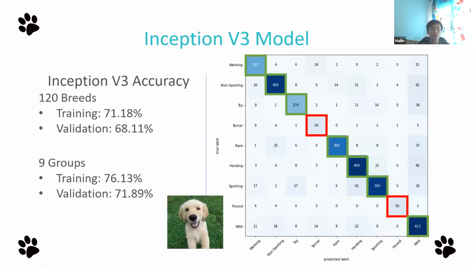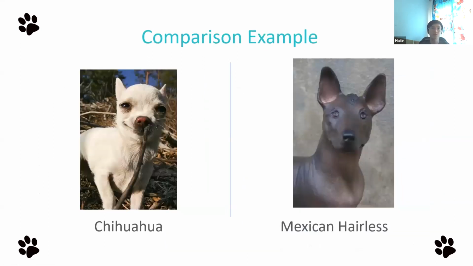After applying a transfer learning technique, we're able to push the model up from 3% to 70% on 120 breeds, and from 26% to 72% on 9 groups. The confusion matrix improved significantly, but we still have problems with the Terrier and Hound groups. But we're still happy, like this puppy right here, as at least our model improved significantly.